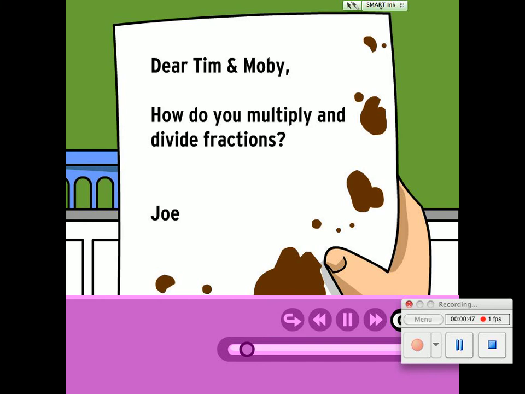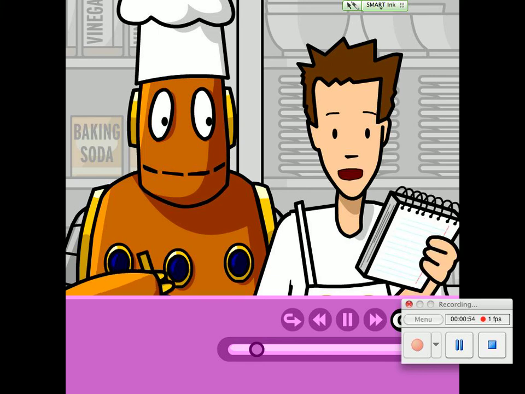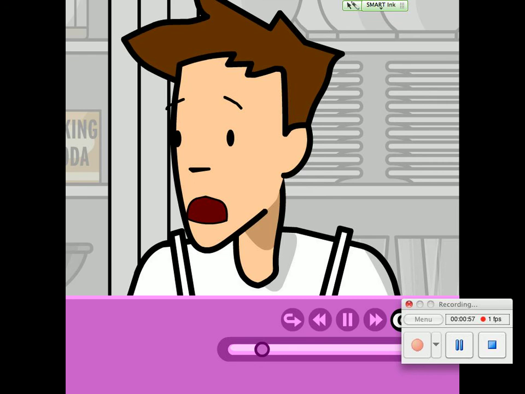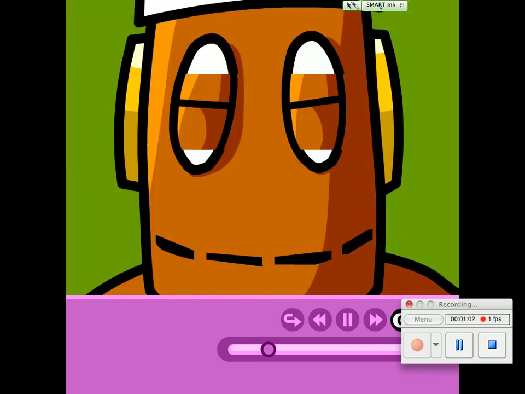How do you multiply and divide fractions? From Joe. You're in luck, Joe. We're going to have to multiply fractions to get through this brownie baking mess. Okay, we're baking for 40 people? Better not be as bad as it sounds.